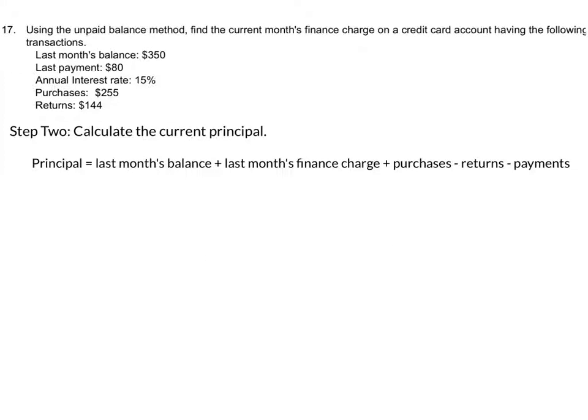Step 2 is to calculate the current principal. Principal equals last month's balance plus last month's finance charge plus purchases minus returns minus payments. Last month's balance was $350. We're going to add last month's finance charge. That was found in step 1. We found that I equaled $4.38.